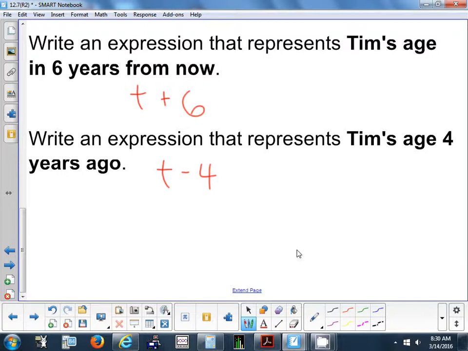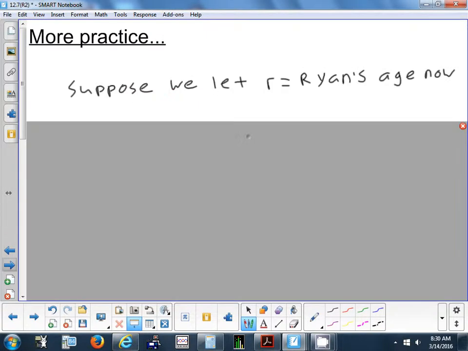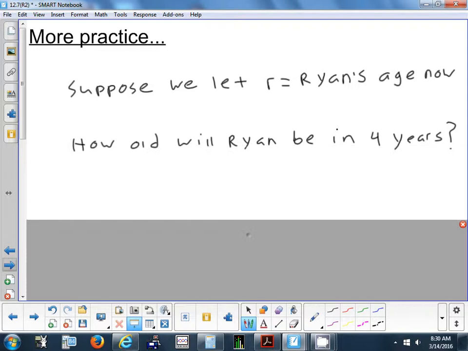I like how Ryan set his up where he put the variable first. That's good, and he won't make any mistakes that way. Let's look at something else, same kind of thing. R is going to be Ryan's age now. How are we going to write an expression of how old Ryan will be in 4 years? Who can tell me? Alexis, what do you think?